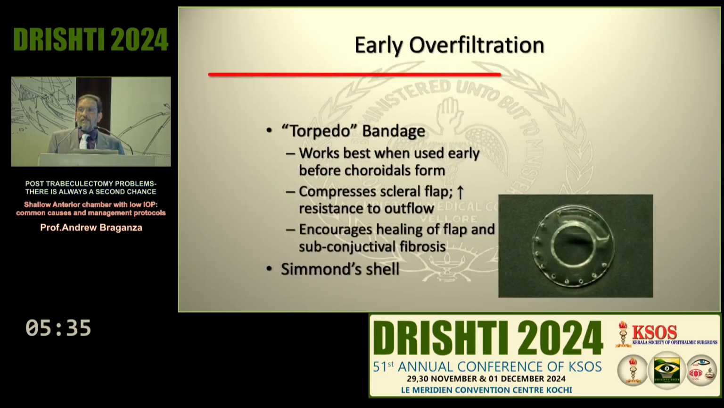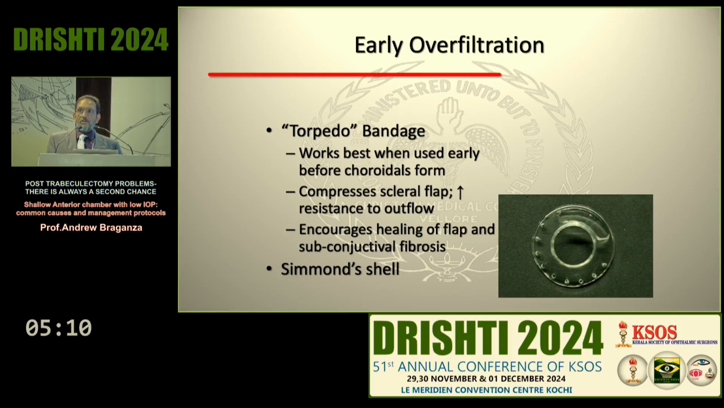Now, when you have early overfiltration, there's no conjunctival leak, but there's just too much fluid flowing from under this scleral flap. You need to induce that flow to be a little less, and you can do that by increasing the resistance to the flow. So you can use a torpedo bandage, the so-called pledget of cotton wool, which is placed over the eyelid and presses on the site of the trab.